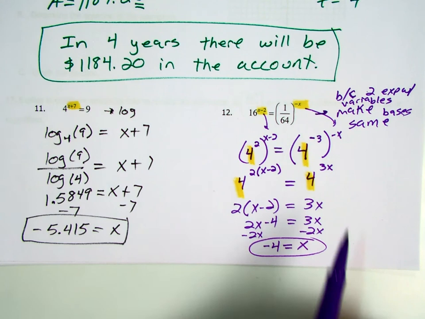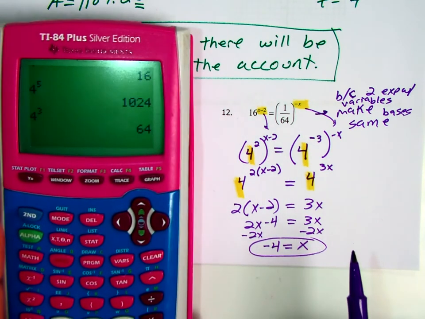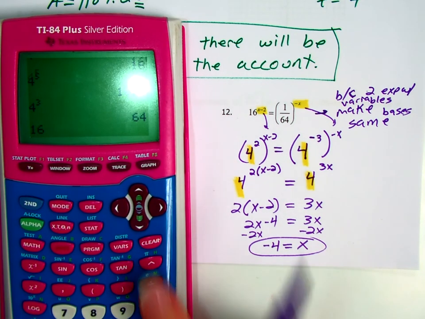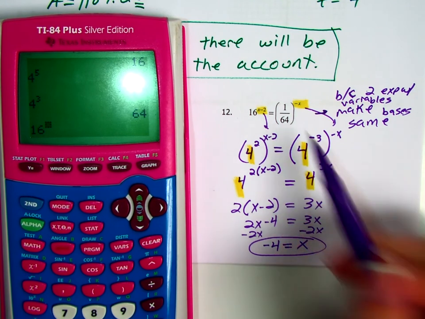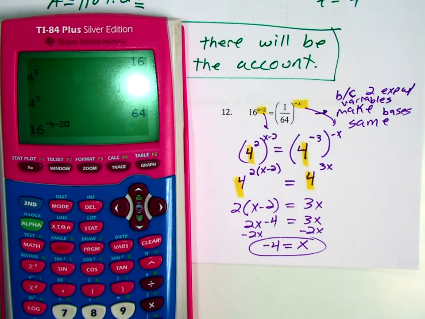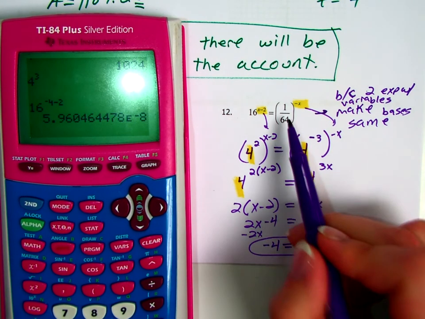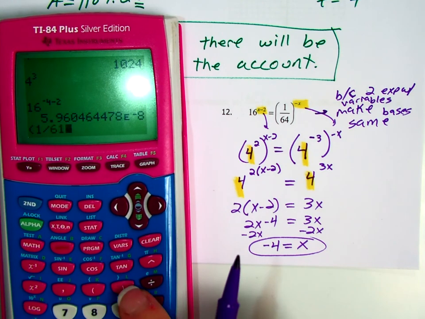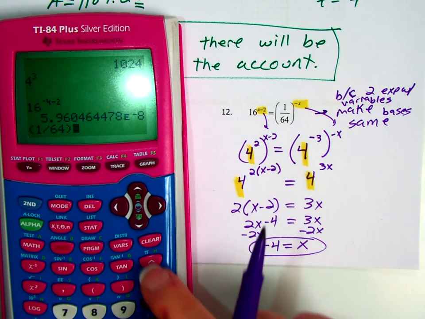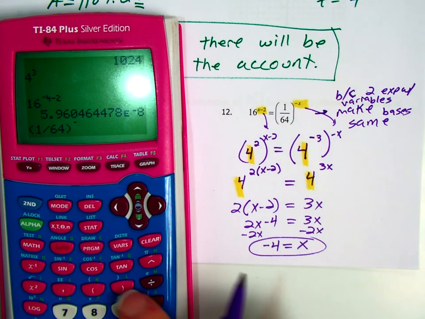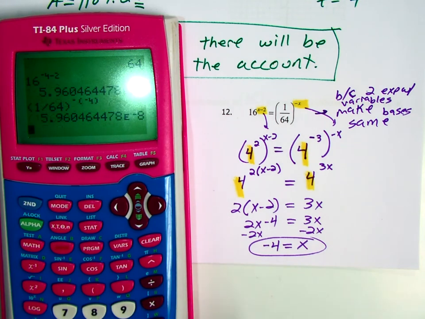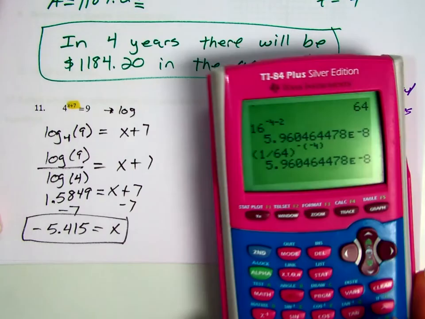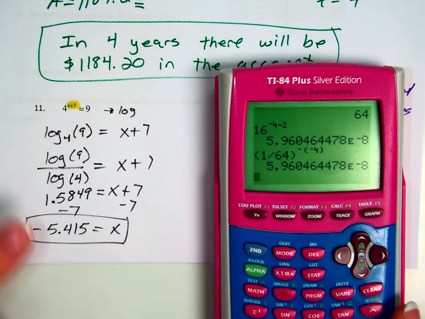Now remember, with these, you can always plug it back in to check to see that you get the same answer, right? So I can do 16 to the x, which is negative 4 minus 2, and see what we get as our answer. And then this one was 1/64 to the negative of x, so negative 4. We get the same answer, so that tells me, yes, I was right. And we can even check this one as well, although this one will be more difficult because we had to estimate. Okay? Now you'll have to go to the next video to see the rest of this review.